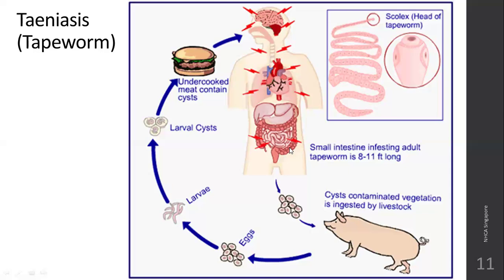They can cause abdominal pain, malnutrition, megaloblastic anemia, B12 deficiency. These things can happen because of tapeworm infection, usually from undercooked meat. They are very long, 8 to 11 feet, or 4 to 10 meters in length. They can grow up to that.